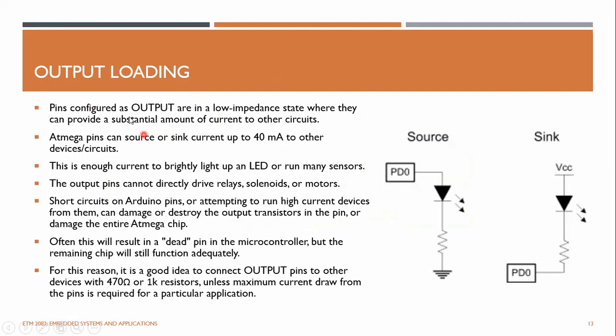And so output loading, which I have already explained: if you want to drive an LED, there are 2 configurations. The first one is you can connect the LED to the pin and through a resistor to the ground. The other way is to connect this LED to the 5 volt supply through a resistor to the pin, right?